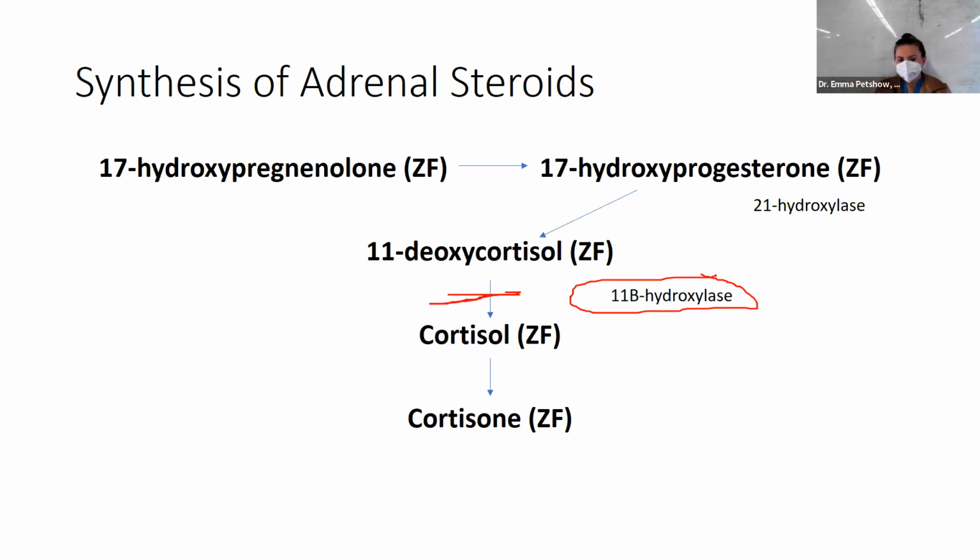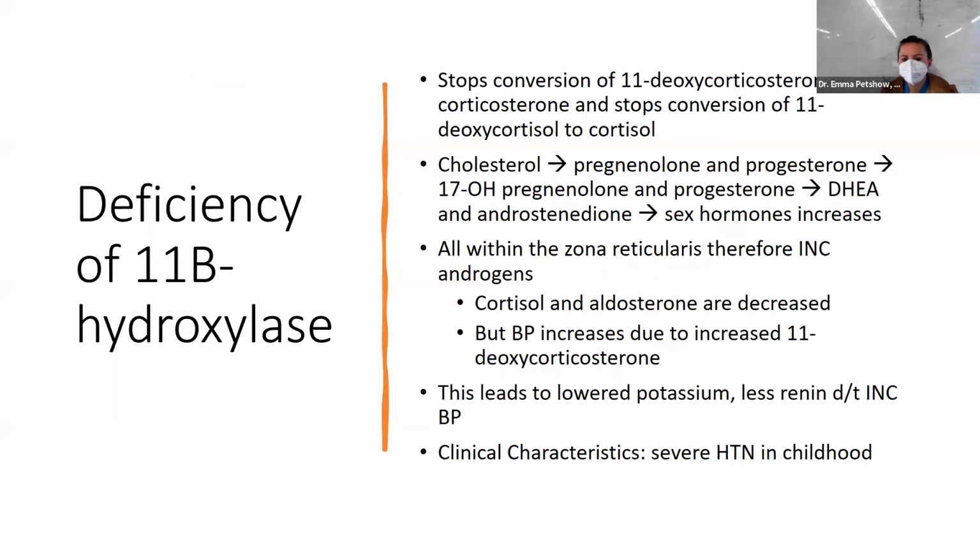How does this actually affect our body? When we're stopping the conversion of 11-deoxycorticosterone to corticosterone, and we're stopping the conversion of 11-deoxycortisol to cortisol, we'll see again, cholesterol is going to be shunted to pregnenolone and progesterone. It'll make the 17-hydroxy forms. It's starting to become routine, right? We've done it a couple times. Then we're going to be able to form DHEA and androgens, and we'll have an increase in our sex hormones.